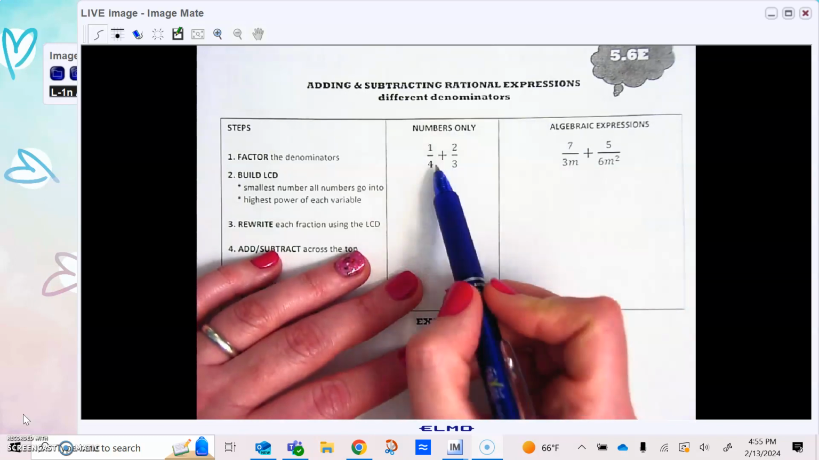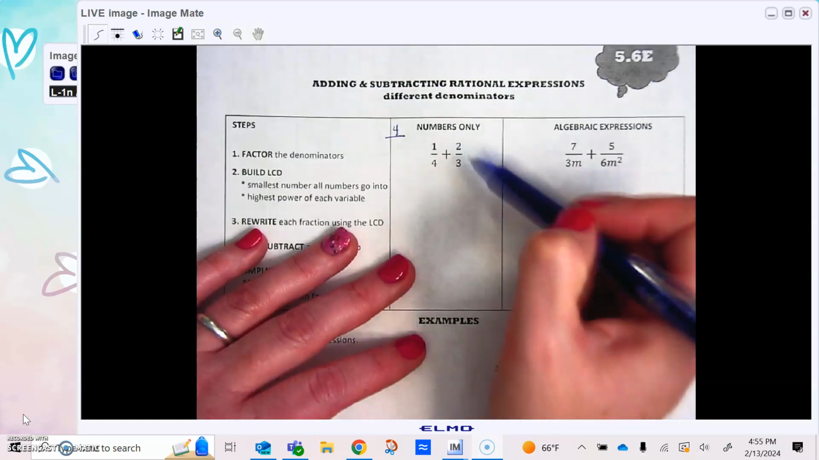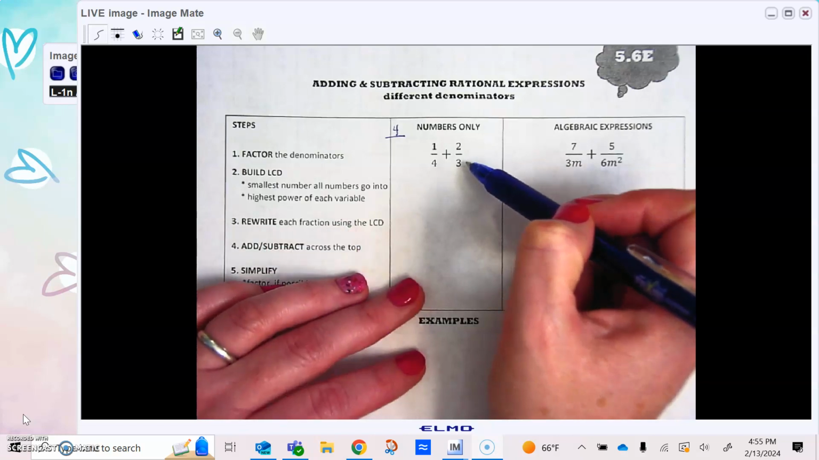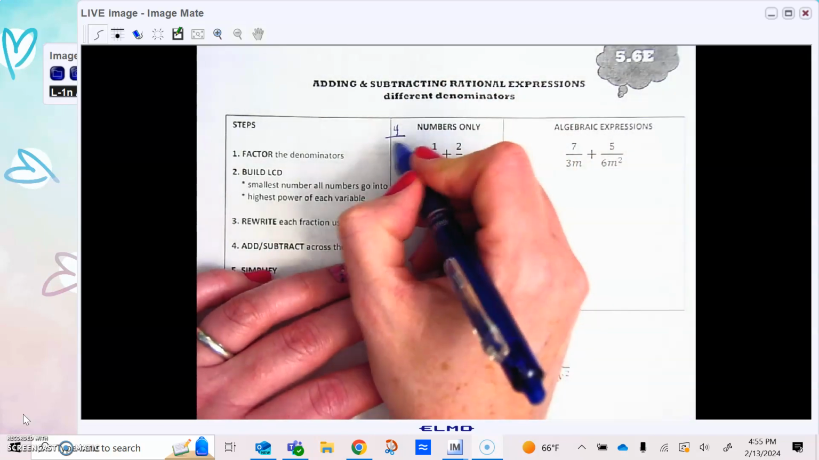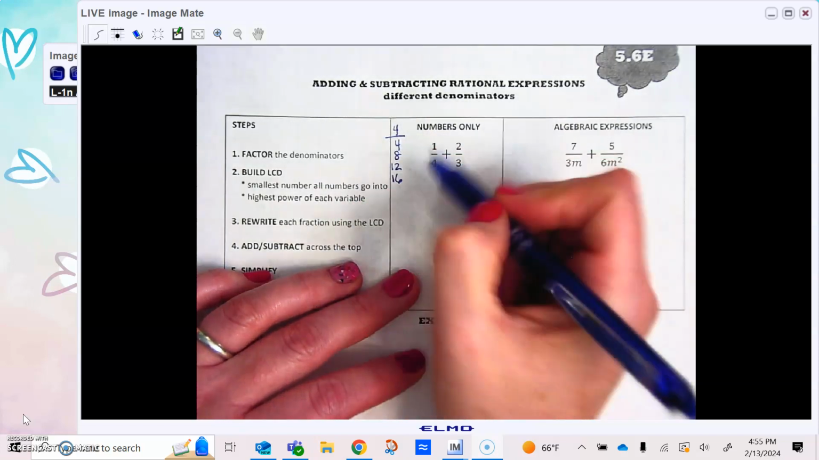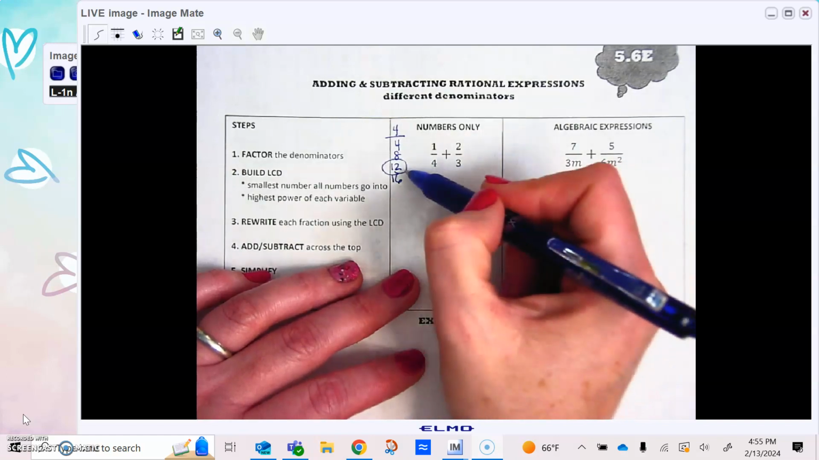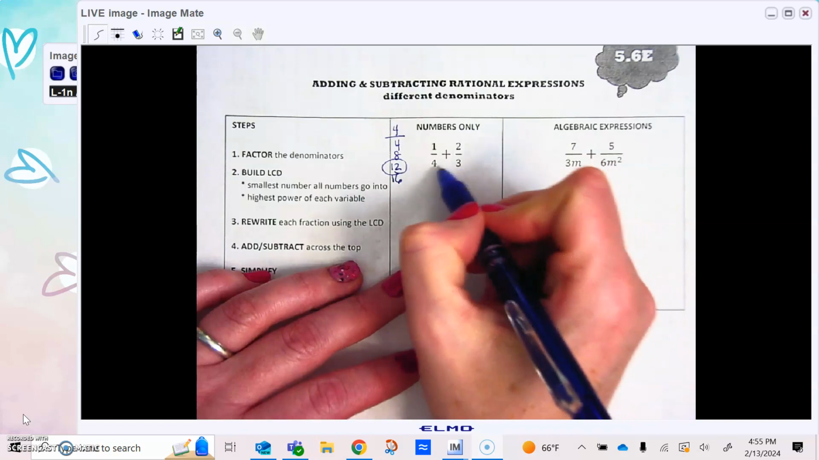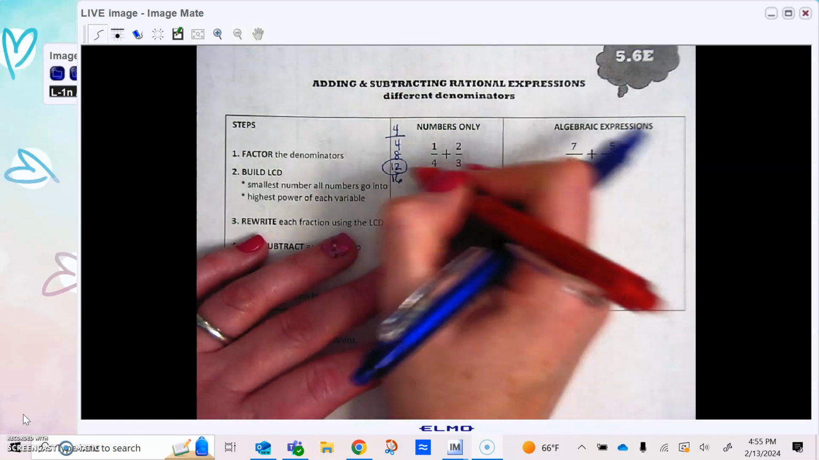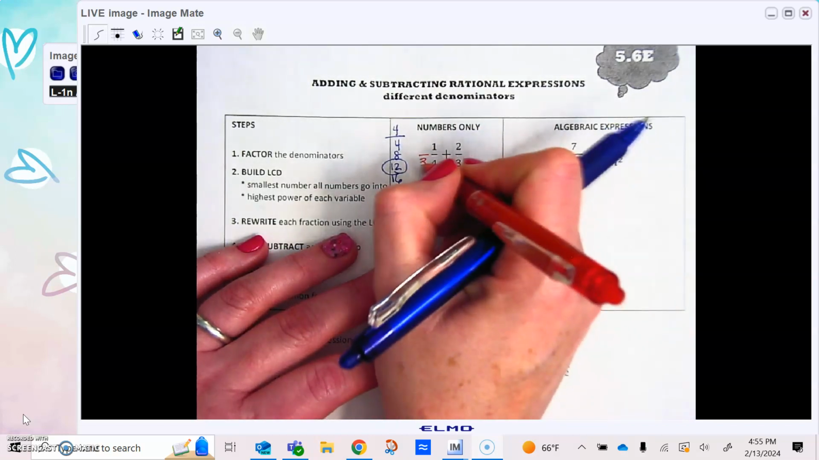So I like to start with a bigger number and just list multiples of it till I find one that the other number goes into as well. So I just start listing multiples of 4: 8, 12, 16, and I notice that 12 is divisible by 3. 3 will go into 12. So I can rewrite both of these denominators to be this one. So to make 4 into 12, I'm going to use multiplication. I'm going to multiply by 3.